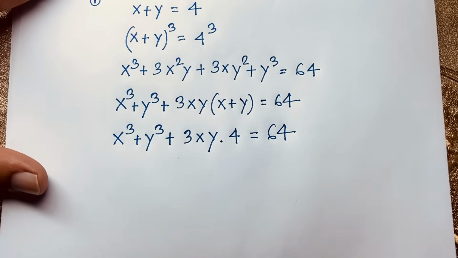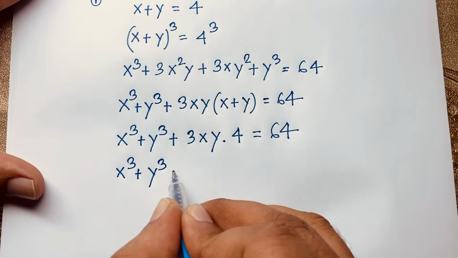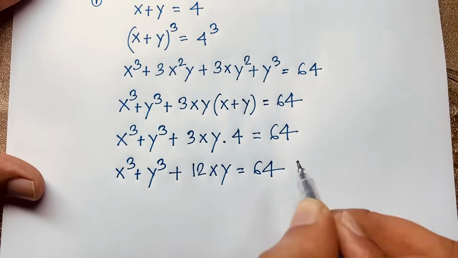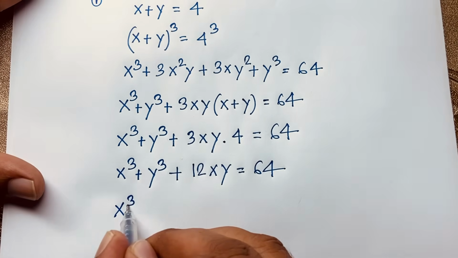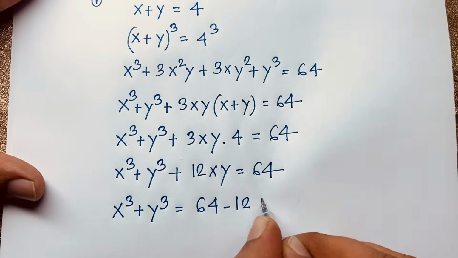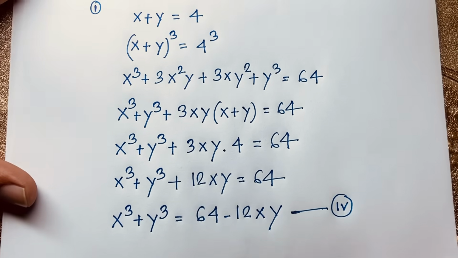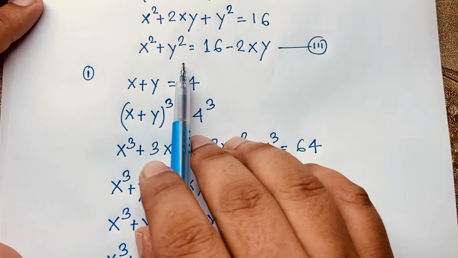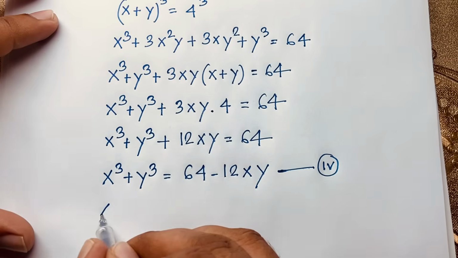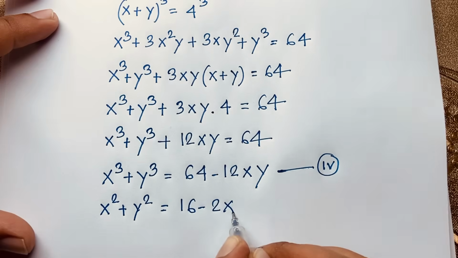Now this expression is x to the power 3 plus y to the power 3 plus 12xy, because 3 times 4 is 12, is equal to 64. Now x to the power 3 plus y to the power 3 is equal to 64 minus 12xy. So this is our fourth equation. But remember that our third equation is x squared plus y squared equals 16 minus 2xy. So I take our third equation here again: x squared plus y squared is equal to 16 minus 2xy.